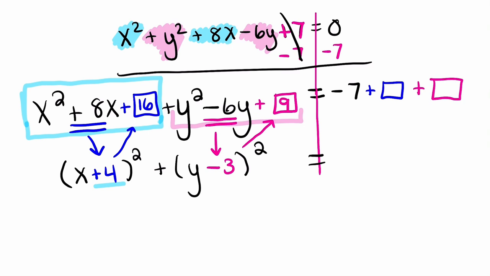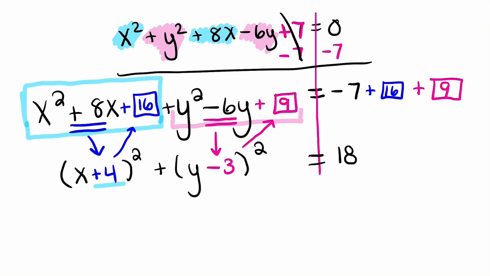Now, it's really important to note that the boxes are always going to be positive because a positive times a positive is a positive, and a negative times a negative is a positive. So you're never going to get negative numbers in there. So it's looking really good. We're looking like we're getting our center radius form. The only thing we have to do is worry about the right-hand side of the equation. Again, that blue box is a 16 and that pink box is a 9. I'm keeping my equation balanced. So if I add up all those numbers on the right-hand side, I get 18.